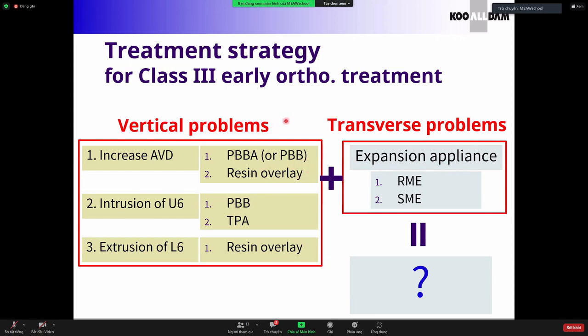So during this course, you will learn how to treat class 3 patients. Something you learn during this course may go against what you have learned from conventional orthodontics.